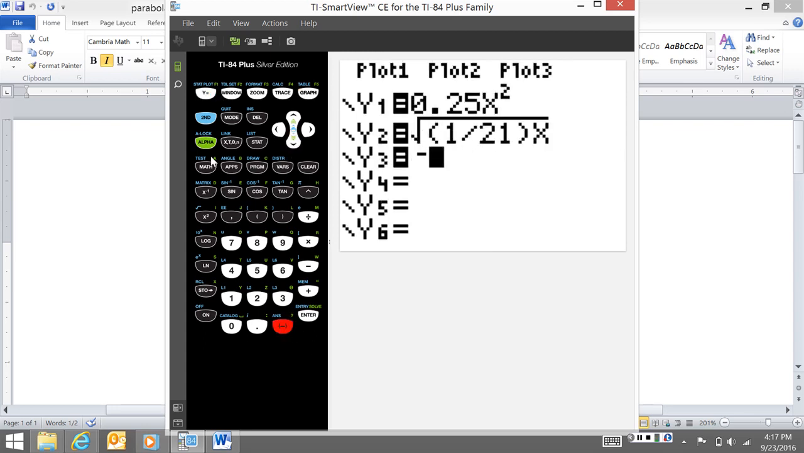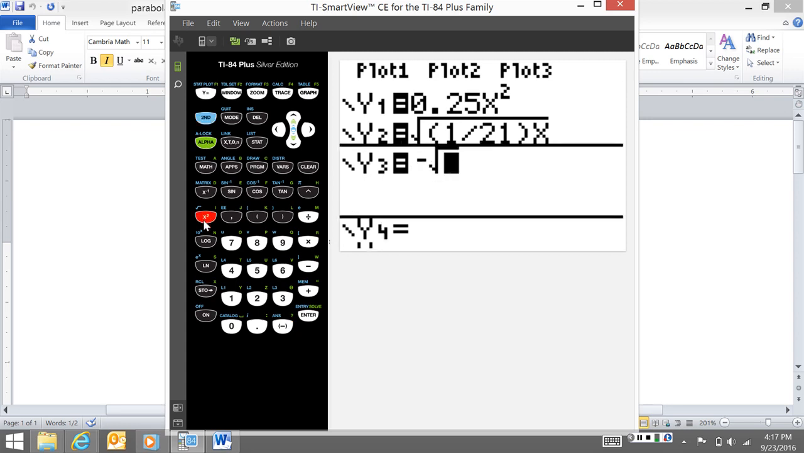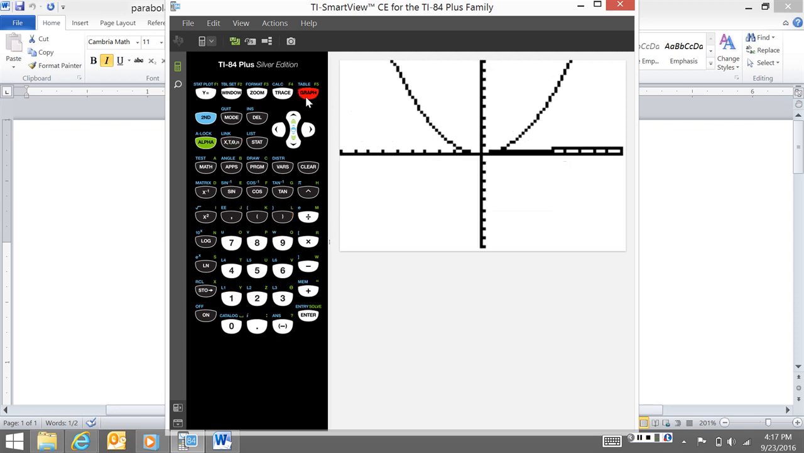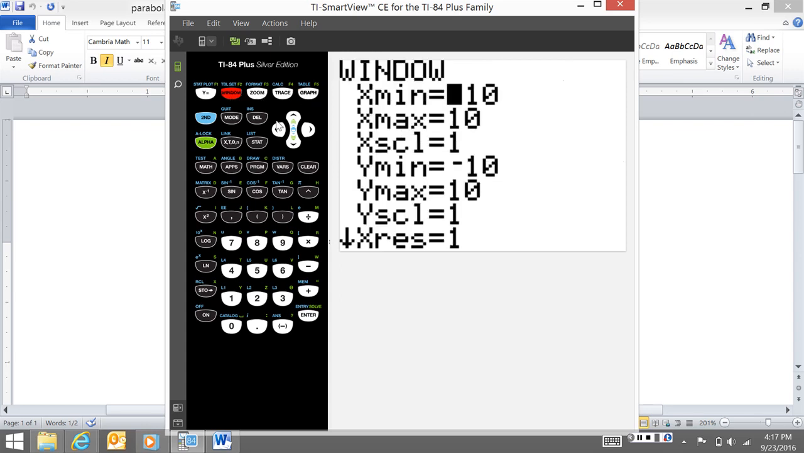So I'm going to put in negative second. I'm going to put in the exact same one I just put, only I'm putting the negative sign in front of it to find that negative reflection. And in this case, the window's not very good, so I'm going to do -5 to 5.5. I'm just changing this so I can see it better.